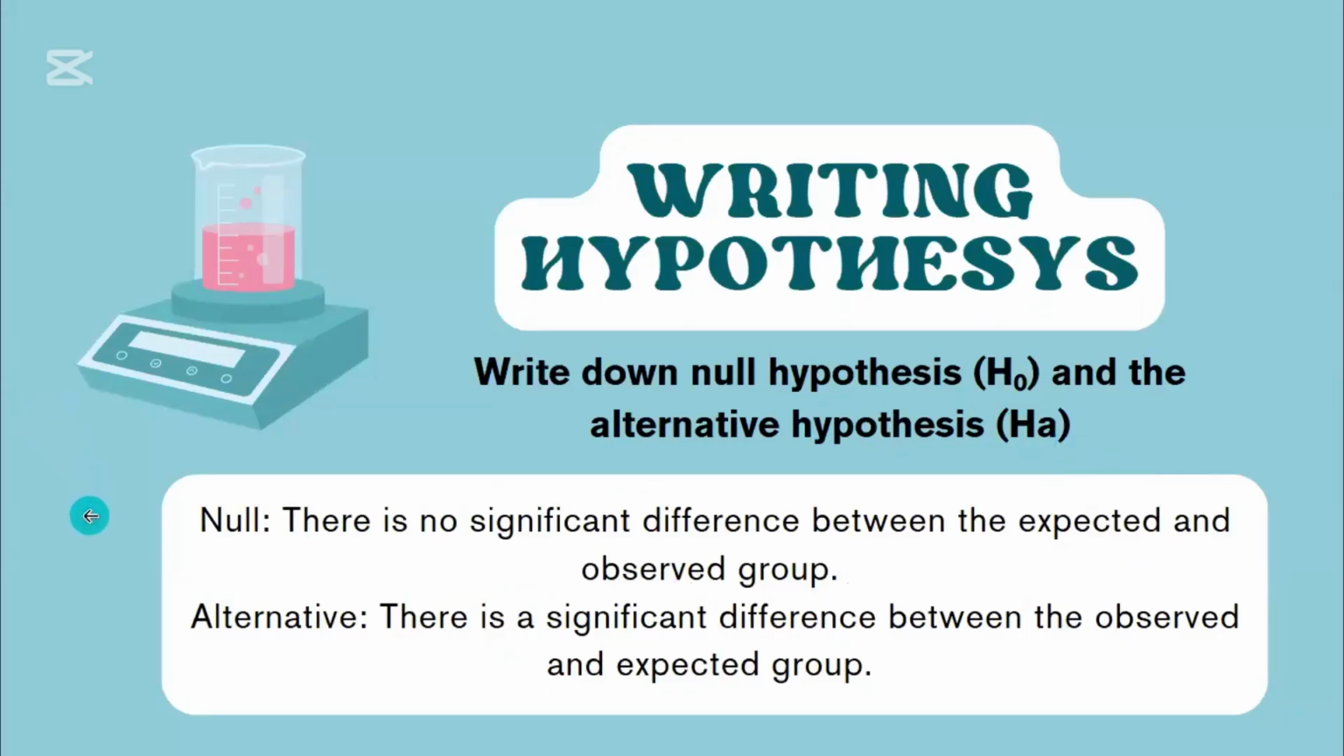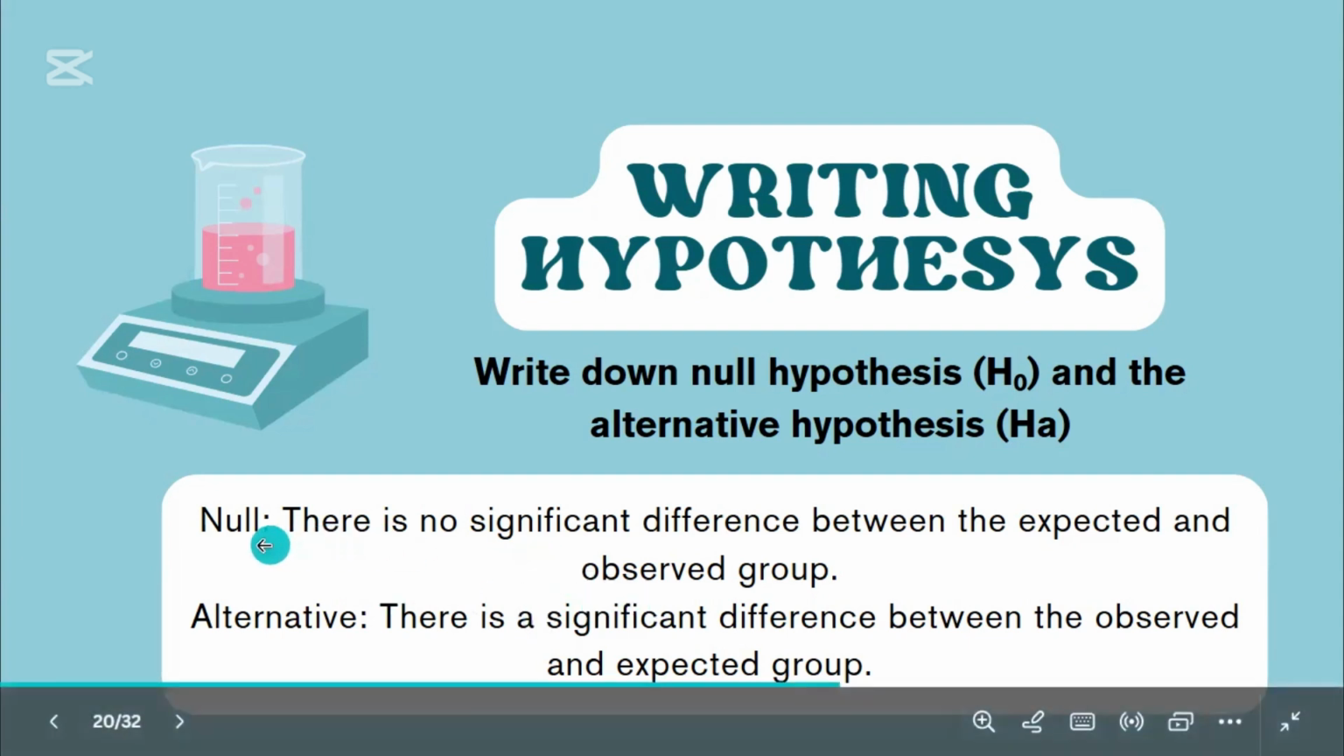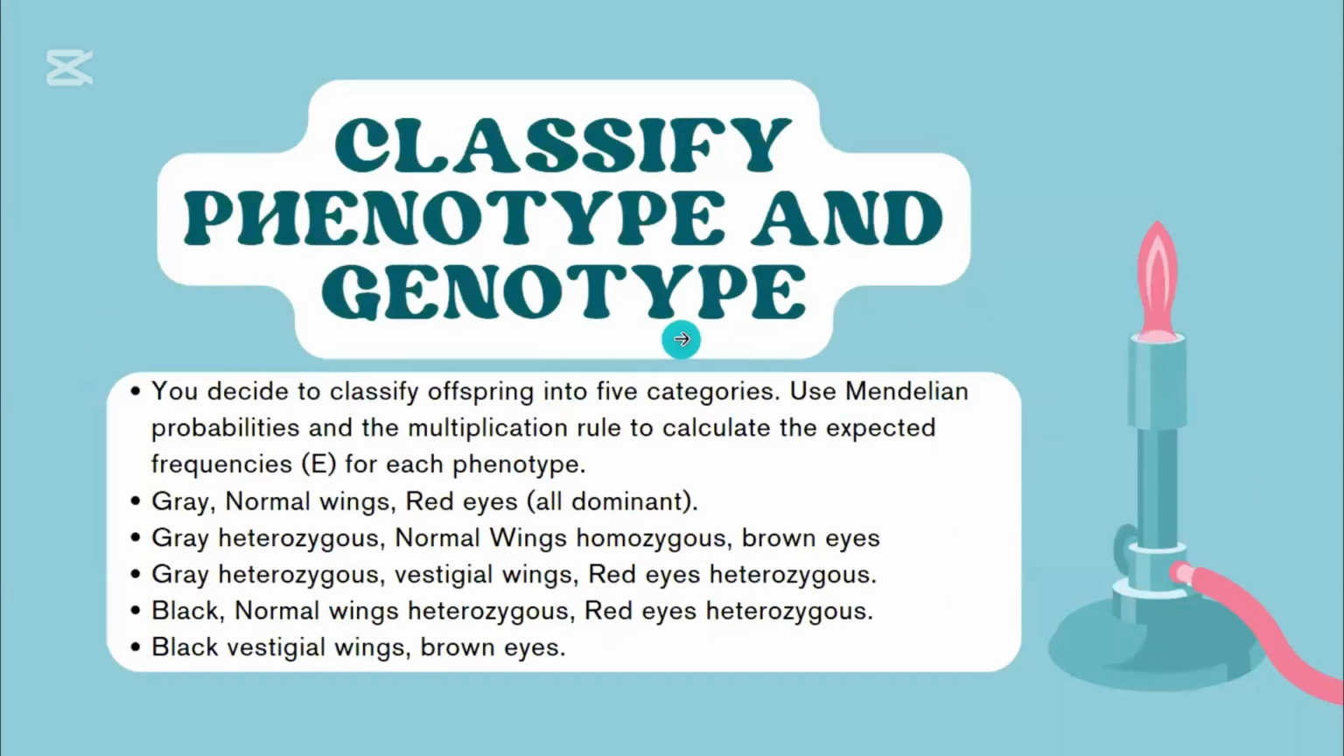So first, to do the chi-square, it's important to write down the null hypothesis and the alternative hypothesis. For the null, there is no significant difference between the expected and the observed group. This is important to remember because the null hypothesis will always be the same for each of the chi-squares. And the alternative will be the opposite: there is a significant difference between the observed and the expected group. So remember, null is no significant difference, and alternative will always be the significant difference between the observed and the expected. After that, we can start classifying the phenotype and genotype.